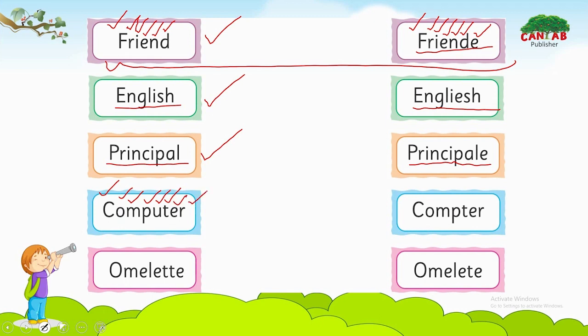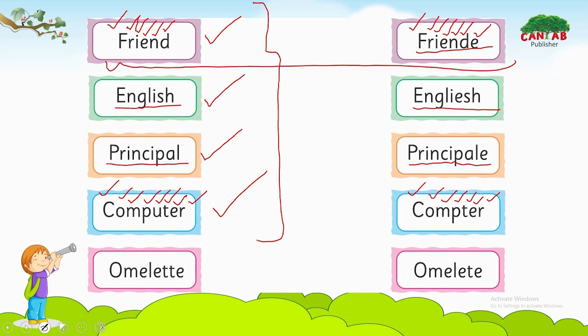Computer, computer, or compter, compter. So the second option is the wrong one. The first one is the right one. What you are seeing, that all the options that are listed on the left side are the accurate ones. Let's check the last one.